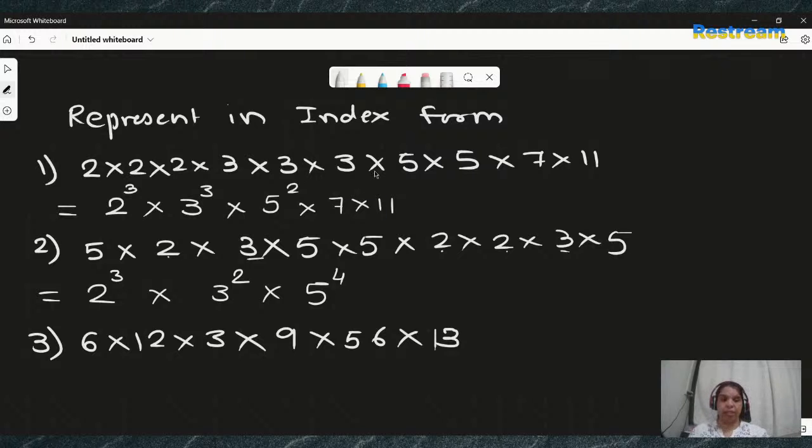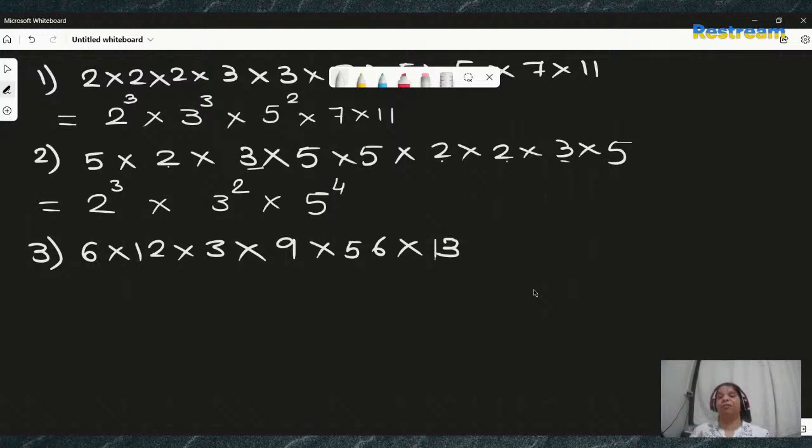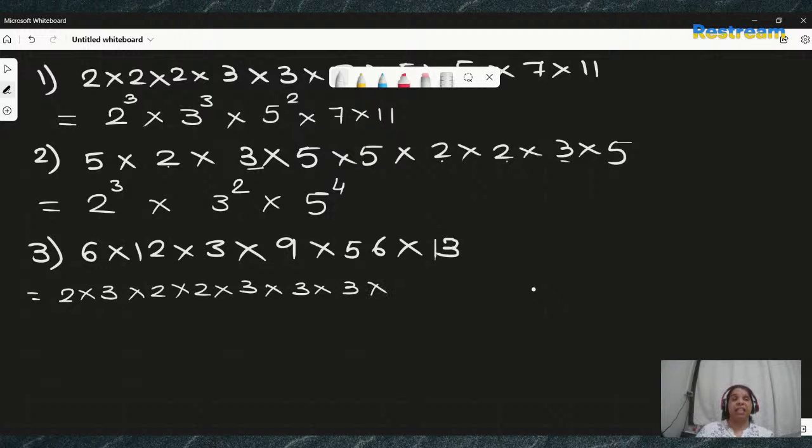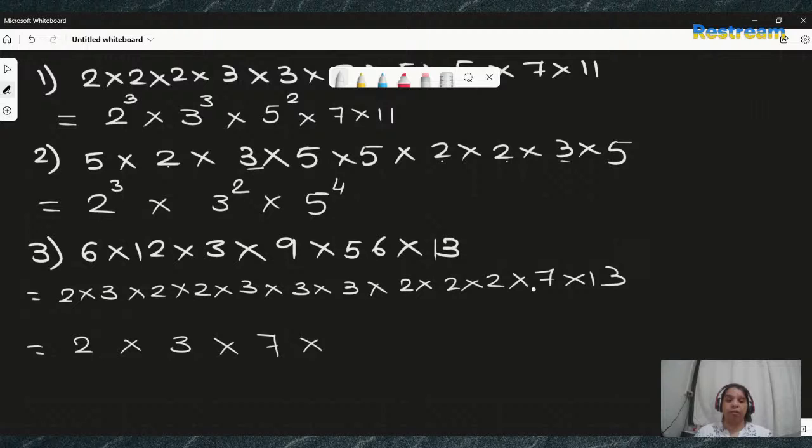Now the tricky one is the third one, where we have to actually factorize all the numbers to get their prime numbers. So let's start with 6. It's 2 into 3. 12 is 2 into 2 into 3. Then 9 is 3 into 3. Then 56 is 8 into 7, where 8 is 2 into 2 into 2, so 2 into 2 into 2 into 7. Then 30. So how many different types of numbers do we have? We have 4 different numbers: a 2, a 3, a 7, and a 13.